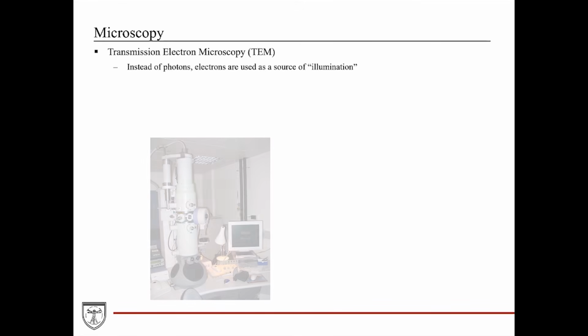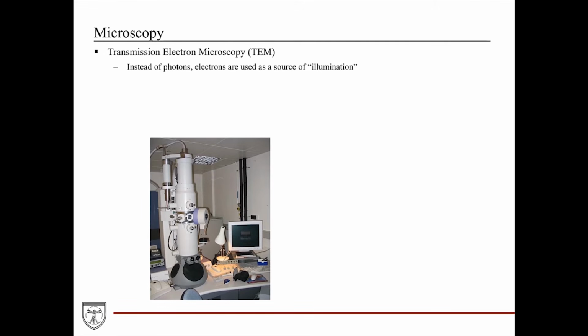Next, we have transmission electron microscopy, or TEM in short. These are actually pretty impressive pieces of machinery. They're large, bulky, and very expensive. And instead of using photons, they use electrons as the source of illumination. And electrons being as small as they are, TEM allows for the greatest amount of magnification and resolution power to look at the tissues and the cells with the greatest amount of detail.